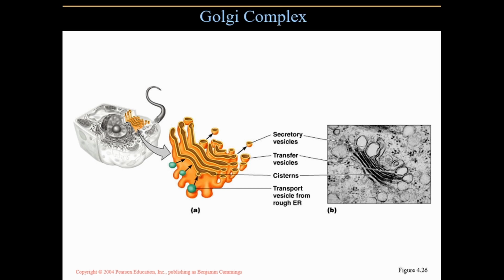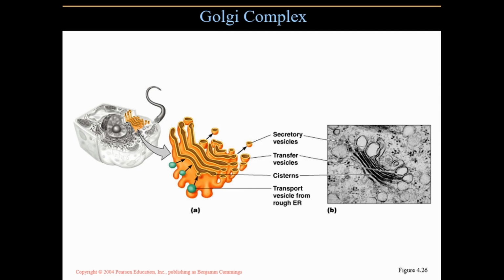The Golgi Complex, or Golgi apparatus, or Golgi bodies, whatever you want to call it, it's any of those. This is just a series of membranous sacs that are continuously forming new parts of itself on one side and continuously being broken down and breaking off on the other side in what are called secretory vesicles and transfer vesicles as well.